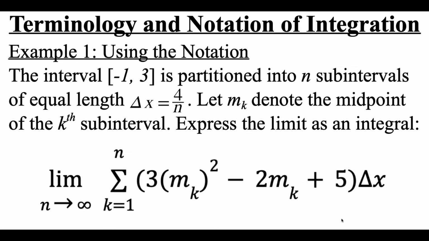In this example, what we're going to look at doing is taking a limit of a Riemann sum and rewriting it using our integral notation. So we're taking a look at the interval that runs from -1 to 3, and that's going to be partitioned into n different subintervals of equal length. So our delta x value is going to be 4 divided by that n value. We're going to let m sub k denote the midpoint of the kth subinterval. So we're going to take this limit and express it as an integral.